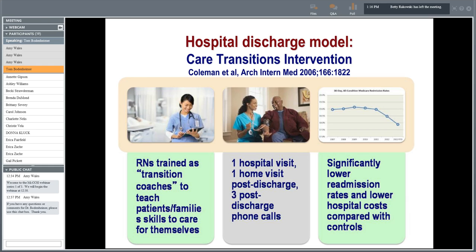Hospital discharge model, there's several different models. There's the Mary Naylor model. There's the Eric Coleman model. This is the Eric Coleman model, which I like a lot because it's relatively low intensity and low cost.